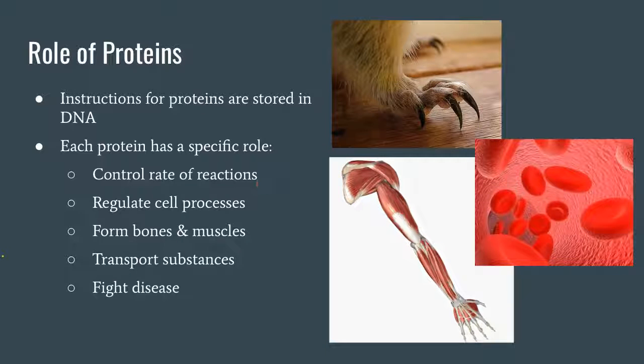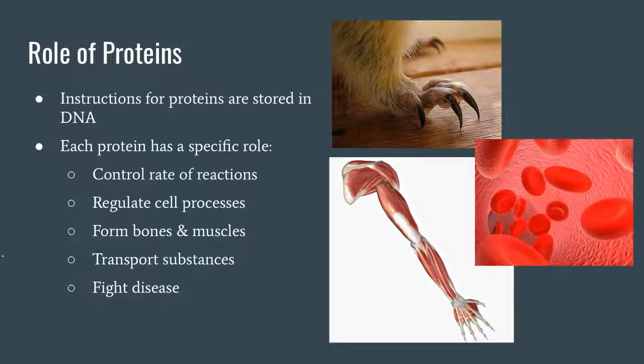body to speed up. They're also going to regulate cell processes, so we're going to make sure that we have the right amount of, let's say, oxygen or carbon dioxide within our blood, or blood glucose levels, things like that. They also allow us to form bones and muscles, so the majority of our structure within our bodies, including our hair, nails, or animals' claws, are also going to be proteins. They transport substances. So on your little red blood cells, there's going to be a protein called hemoglobin that brings the oxygen to your body and takes away the carbon dioxide. And they also help us to fight disease. So proteins are super, super important.